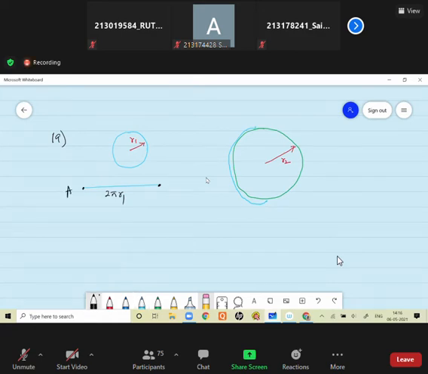This is AB. You place AB on here. That means, if the angle is theta, then AB is equal to 2 pi R1. That is equal to, this is R2, theta 2. Can I write?